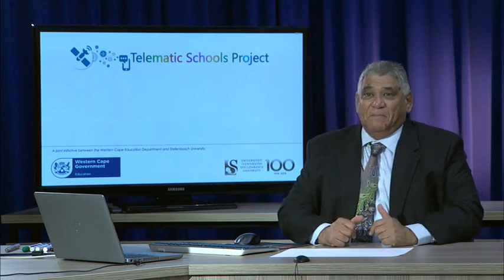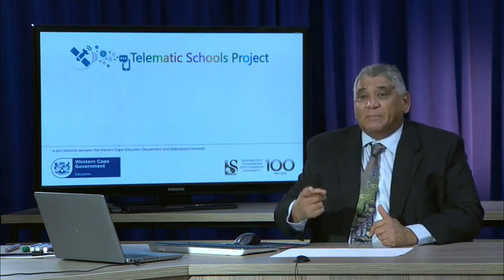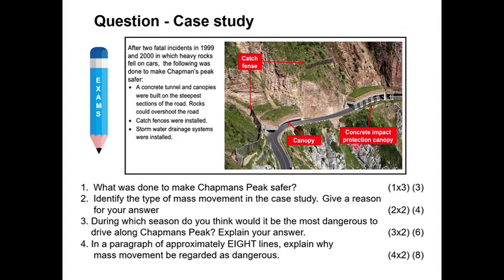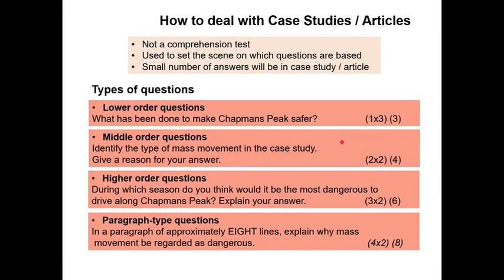Now, let's have a look at the questions again and see what happens here. The first one: what has been done to make Chapman's Peak safer? That's easy. There are 3 things in the case study. So that's a lower order question. Let's have a look at the next question. Identify the mass movement in the case study. Give a reason for your answer.